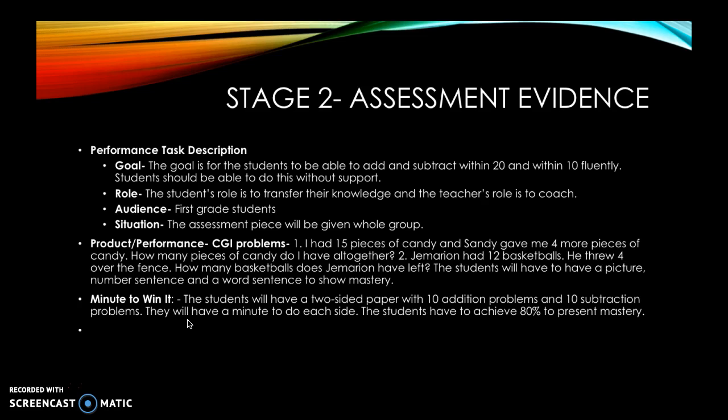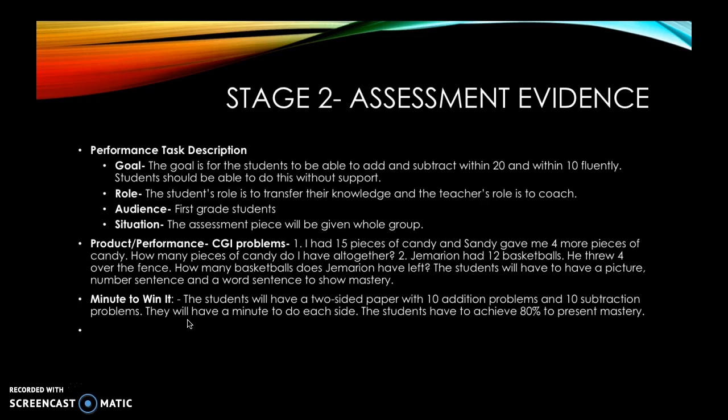Performance task description. The goal is for the students to be able to add and subtract within 20 and within 10 fluently. Students should be able to do this without support. The student's role is to transfer their knowledge, and the teacher's role is to coach, to be the facilitator.